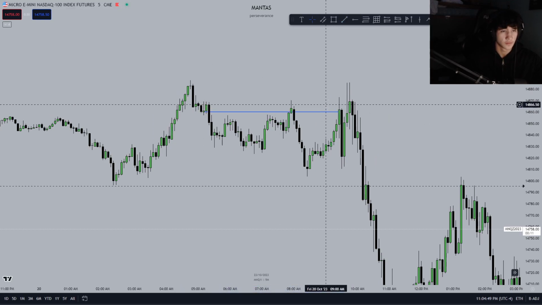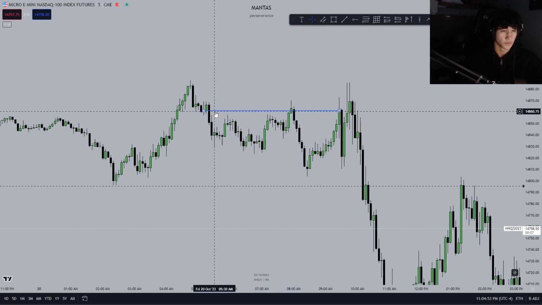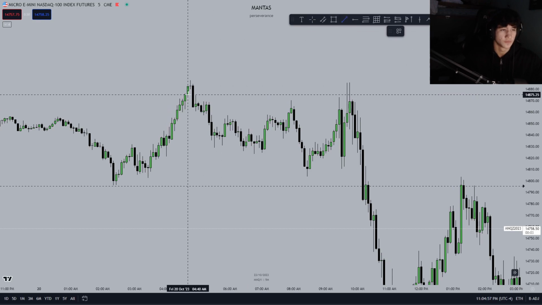Or maybe I meant breaker, and this could be an order block. I don't know. But we usually respect the bodies of the order block right away. Right here, this would be a good example. The order block, the green one, being respected. Yeah, the last green candle before a down movement.